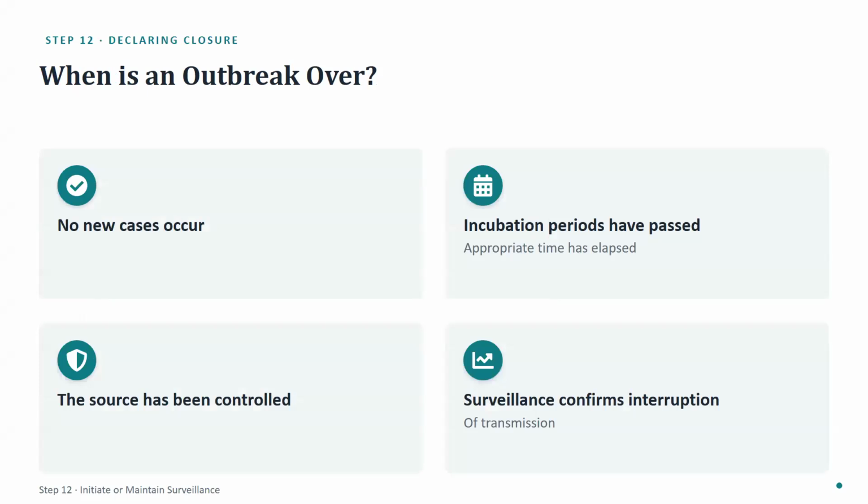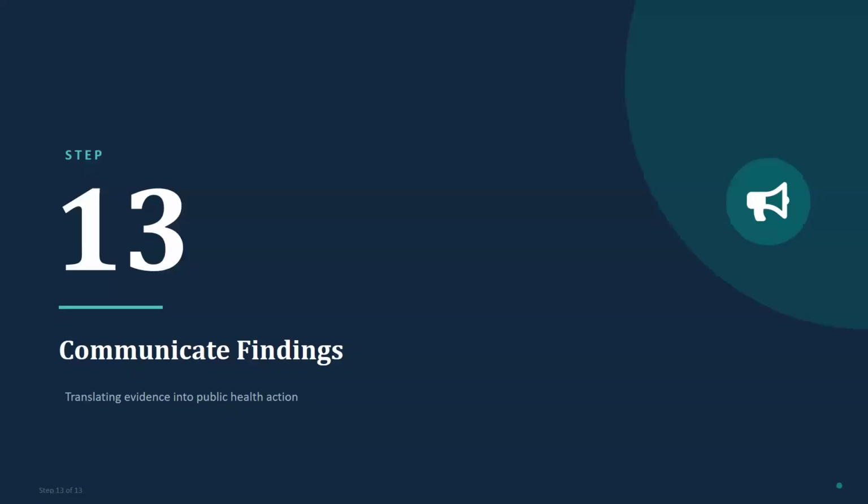The next question is, when is an outbreak over? We will label that outbreak as over when there are no new cases, incubation periods have passed, the source has been controlled, and surveillance data confirms the interruption of transmission.